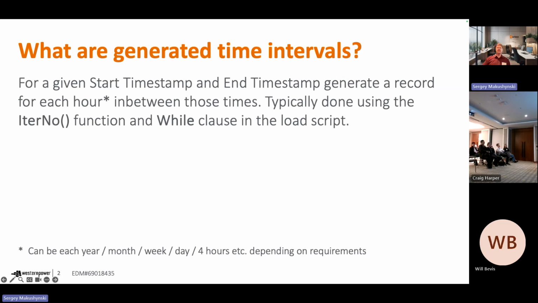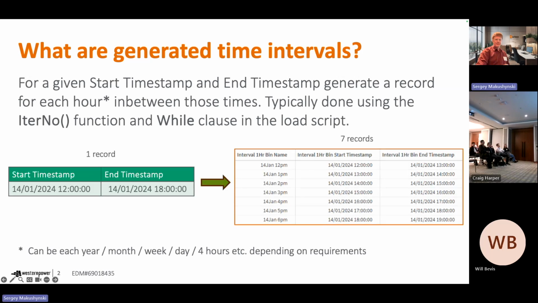And we're typically doing that using what's called the iteration number, or IterNo, function and the while clause in the load script. So in a nutshell, you start out with one record. It's got a start and an end. And in this case, with those particular start and end timestamps, we'll end up with 7 records because we filled in the gaps 1 hour after the other.